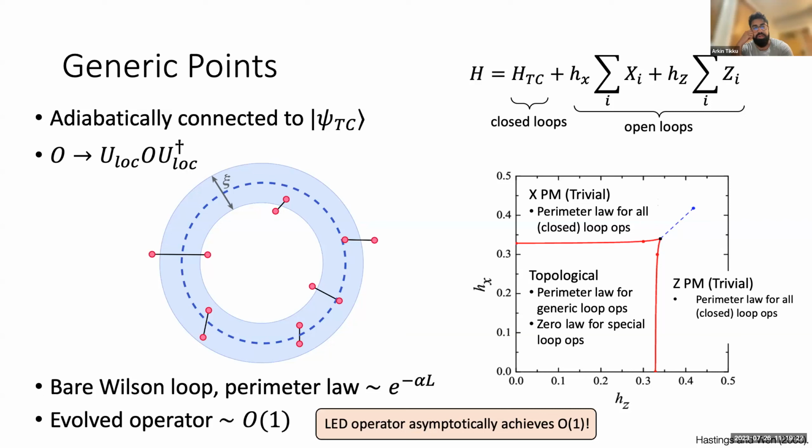Can you give intuition for why it's exponential and not just polynomial in the perimeter? Yeah, so the way I like to think about it is that for every unit length of the loop, there's some probability that there's going to be a virtual fluctuation supported on that side. So the chance of this expectation value remaining 1 decays exponentially with the number of locations where an error could occur. Okay, got it. Makes sense.